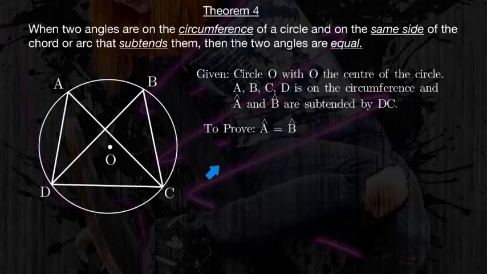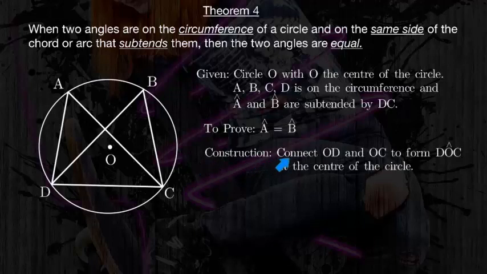Now we are going to start with a construction. We are going to connect OD and OC to form angle DOC at the center of the circle. So here we go. We draw in the line from O to D, there we go, and we draw in the line from O to C to form this angle at the center. Okay, now as you can see, this angle at the center is now subtended by this chord DC or arc DC, which is the same chord that subtends both of these angles.